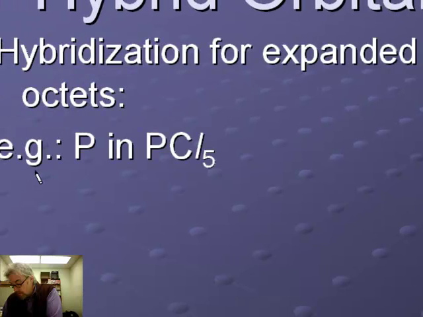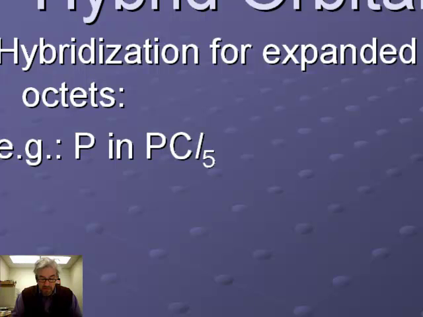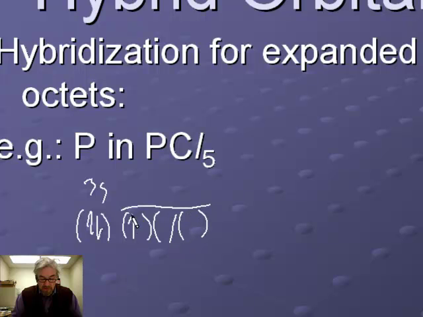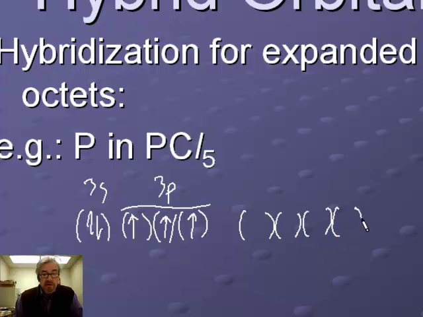Let's look at hybridization for expanded octets, and we'll use phosphorus in PCl5 as an example. Here's phosphorus unhybridized. In the 3s, we have 2 electrons, and this is in column 5, so we have 3 electrons, 1 each, in 3p orbitals. And then we've got d orbitals available, which is a necessity for expanded octets, but there's nothing in them.